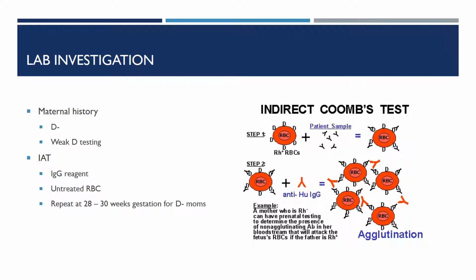Now, if your mom is D negative, you'll do that prenatally. Usually, women come in the first month that they know they're pregnant, so we'll do it then. But then we'll also do the test again later on during pregnancy if she proves to be negative, because we want to be sure that nothing has developed. So you'll repeat that test at 28 to 30 weeks of gestation for the D negative moms. In an otherwise uneventful pregnancy, you would repeat it just to be sure that she hasn't become sensitized in any way.